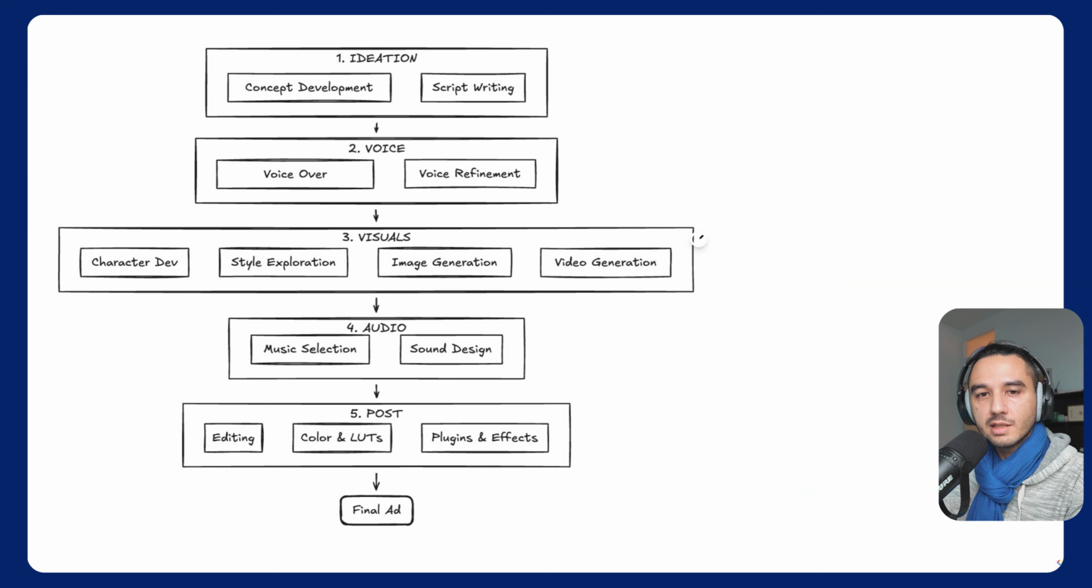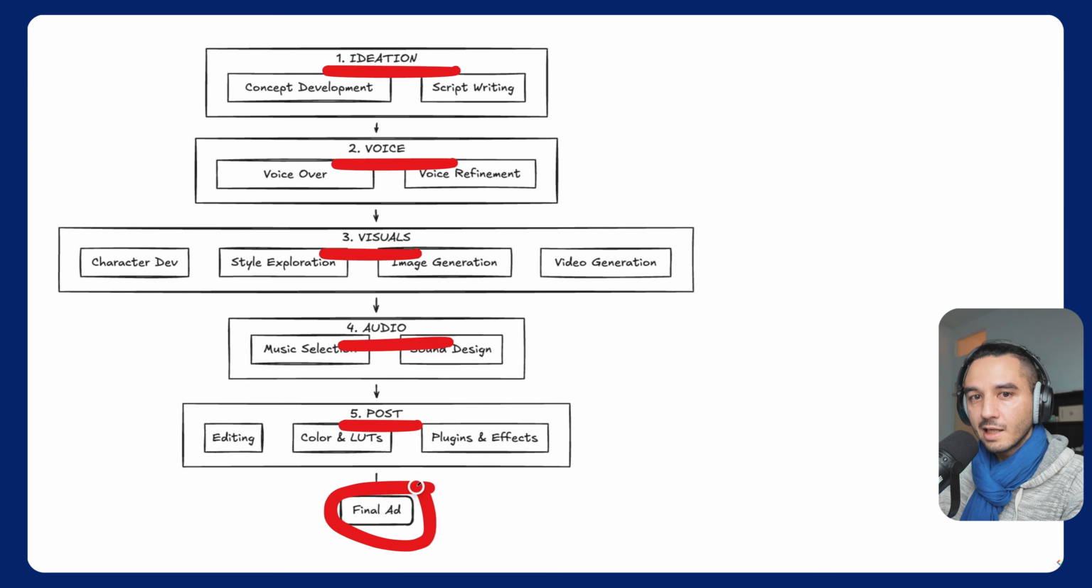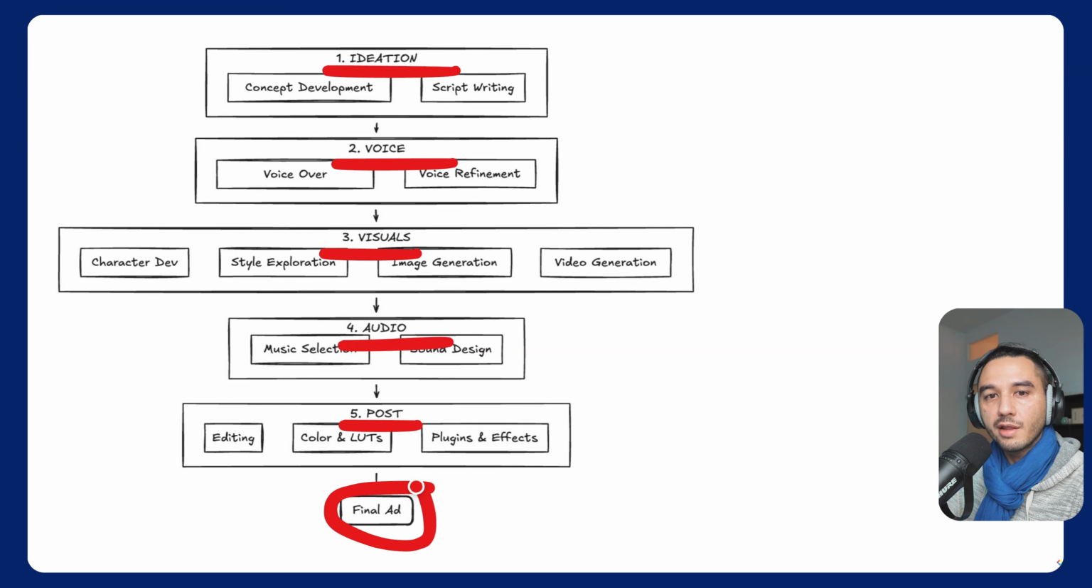First of all, we have to understand almost every project starts with this kind of simple framework. We have to create the idea. Maybe we need a voiceover, but we definitely need visuals, audio, and post-production. That's how we create a final spec ad like this. Of course, this also applies to other forms of content.